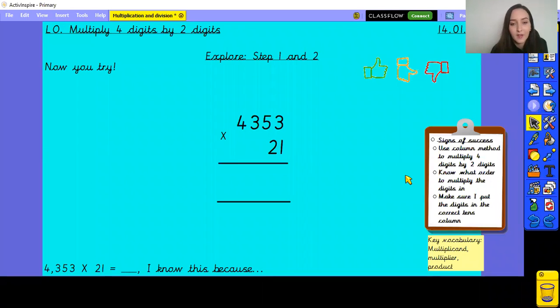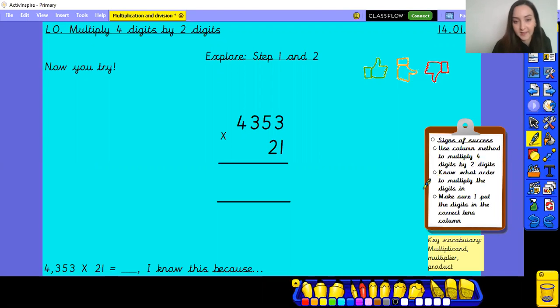Okay, well done if you had a go at that one on your own, and now I'm going to talk through what our product would be and how we find it. So I'm going to start with 1 times 3 here in the ones column, which is 3. 1 times 5, which is 5. 1 times 3, which is 3. 1 times 4, which is 4.